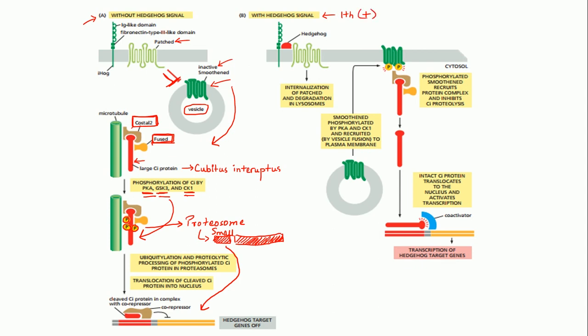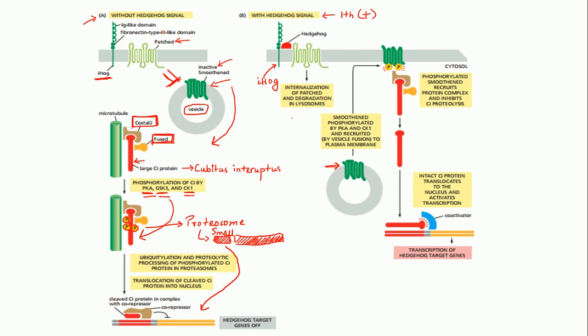This hedgehog molecule over here in red is received by the receptor that is patched, and this binding is made stronger by the co-receptor which is present over here, which is IHOG. So IHOG makes the binding of hedgehog and patched stronger. Now, as this is bound to the patched receptor, the patched receptor can no longer inhibit the smoothened over here, which is present inside the cell on a vesicle.